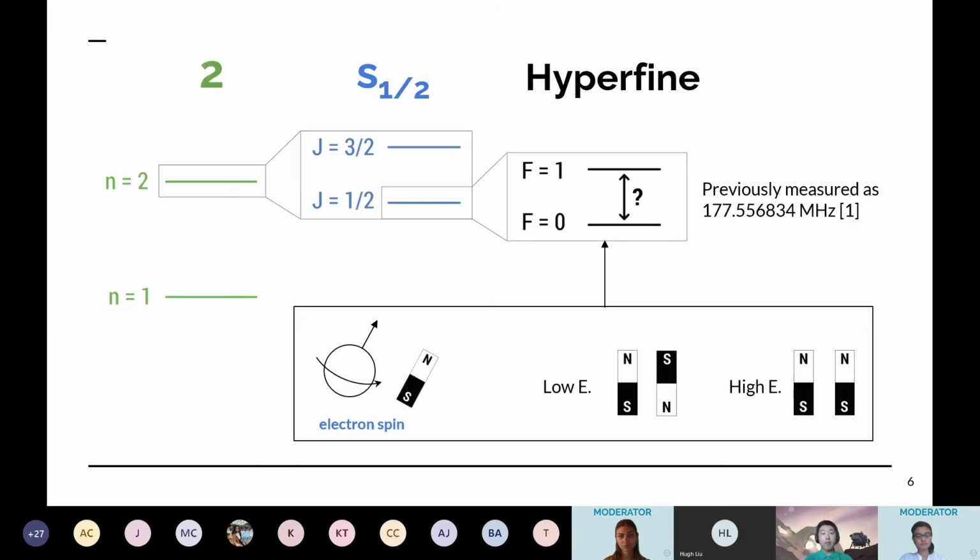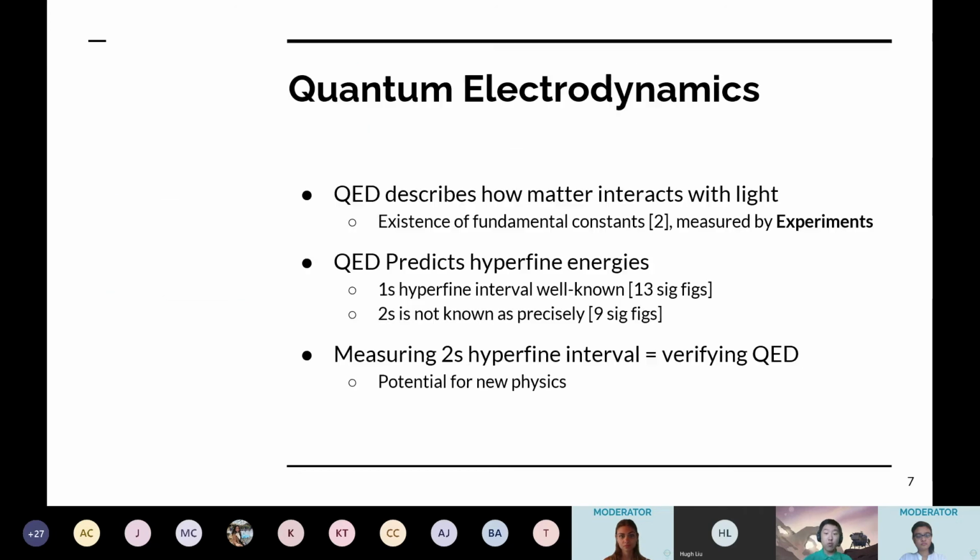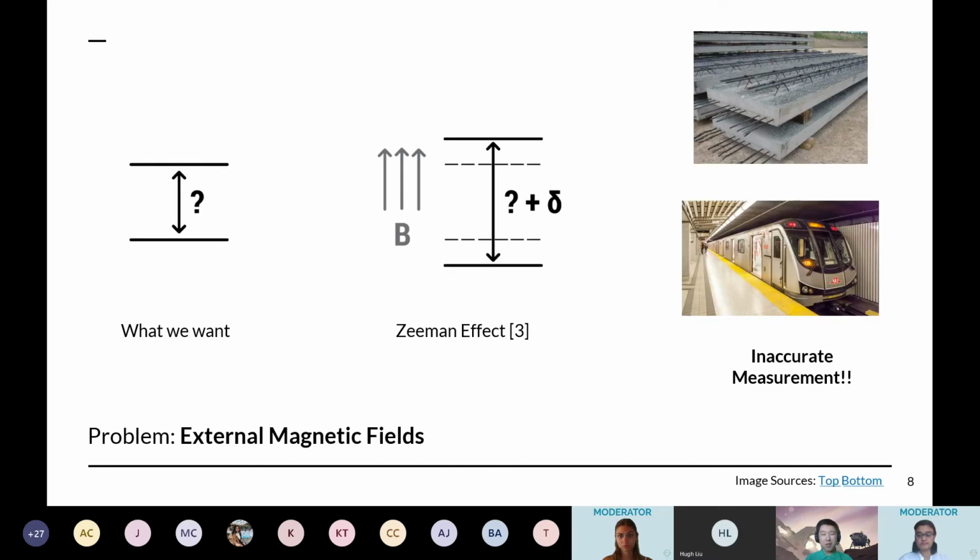Now, there is a hyperfine interval inside the n equals 1 level that we know really well that we use in atomic clocks, but there's also one in the n equals 2 level that we're trying to find to better precision. And if we can more precisely measure this, then we are actually verifying quantum electrodynamics. And if we see any deviations from the accepted values, then that's going to be the key to new physics. Now, speaking of measuring stuff, we want to make sure that what we're measuring is the correct energy separation and not something completely different.